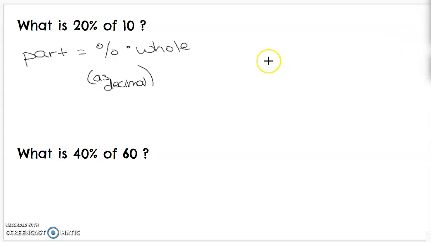So if I am still finding 20% of 10, again, we don't know what the part is. The 20% as a decimal would be 0.2 times the total or the whole amount, which was 10. And 0.2 times 10 gives me 2.